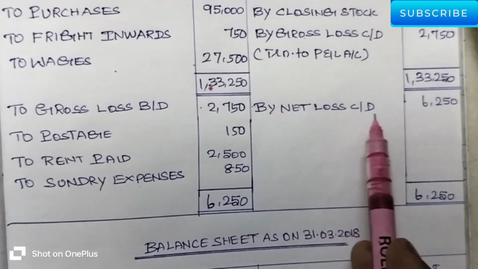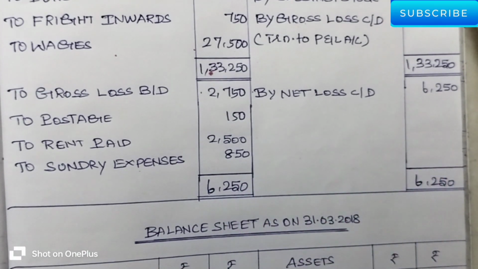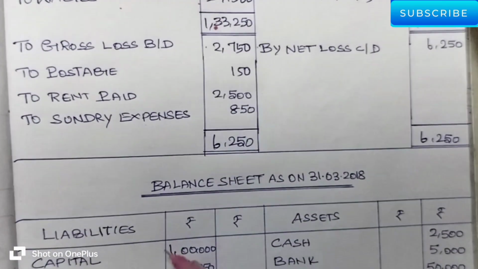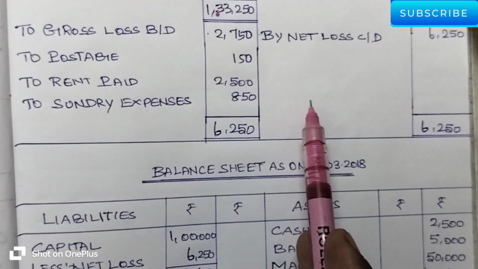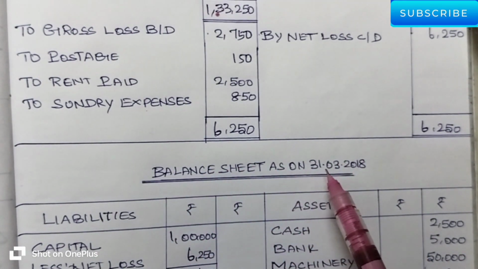So the net loss amount is 6250 rupees. It is transferred into the capital account. That net loss is transferred into the capital account. So we prepared the trading and profit and loss account. Now we are going to prepare the balance sheet.